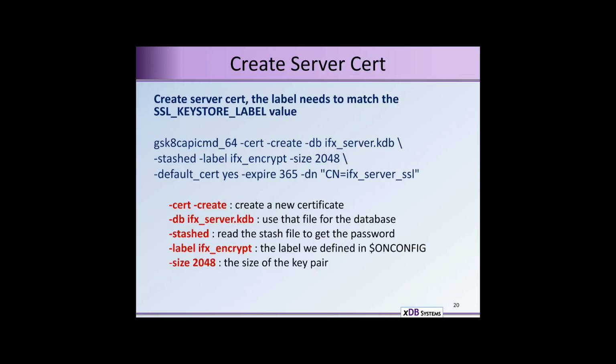So next thing we're going to do, now with that creation, we have created the key store. It's just a flat key store sitting there. It's got nothing in it. The next thing is we're actually going to create the certificate and create the key pair. So we're going to do -cert, -create, and then -db, the same file we used before. Then we're telling it -stashed on the second line, then -label ifx_encrypt. Note this is the same label that we used in onconfig for the SSL encrypt name.